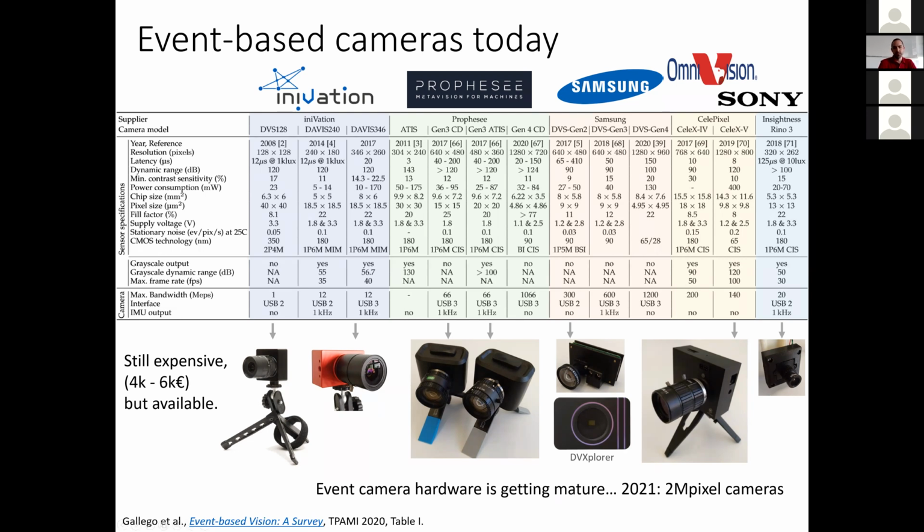And besides the improvements on the pixels, what we also notice is that some kind of additional output, like grayscale, trying to produce some grayscale signal or combine it with an inertial sensor, is also all integrated in the same camera. So today, event cameras are kind of becoming a commodity. They are still expensive, about 1,000 euros, like 4,000 to 6,000 euros, but available, much more than neuromorphic processors. And that's one of the good things, that being able to acquire these sensors is getting people to work on the problems with these sensor modalities.